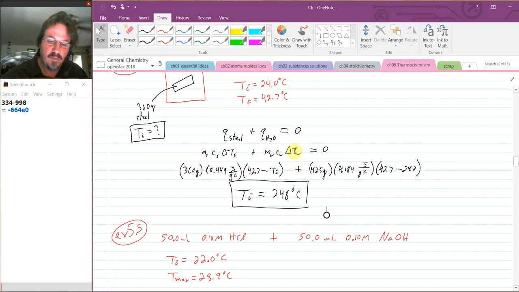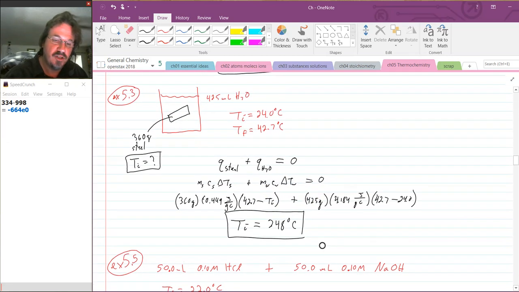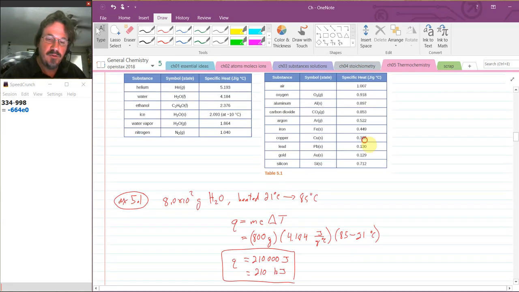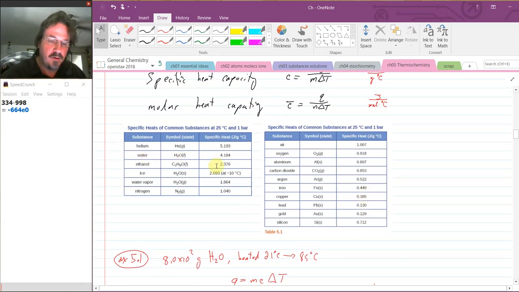Alright, and what about the water? The mass of the water, well, it was 425 milliliters. Density of water is 1 gram per milliliter, so that's the same thing as 425 grams. If it were a different solvent, you'd have to use that density to figure out the mass. But usually we use water, which is convenient because its density is just 1. 4.184 joules per gram Celsius, that is the specific heat of water. We saw that before, but just to remind you, we scroll back up here. There's water, and yep, its specific heat is 4.184.